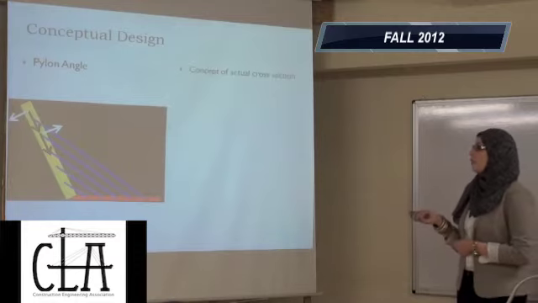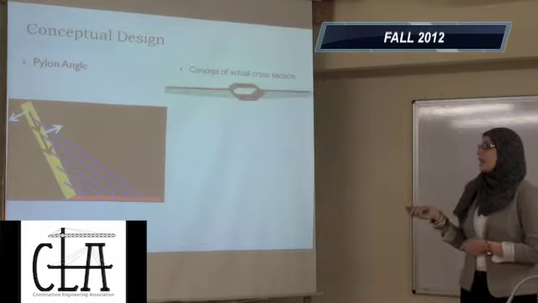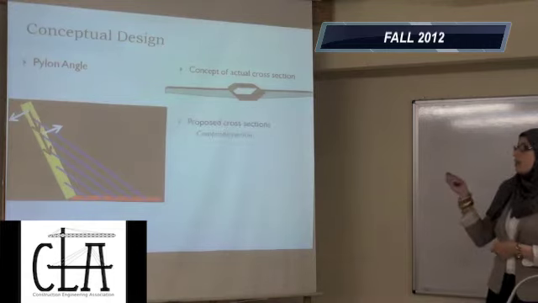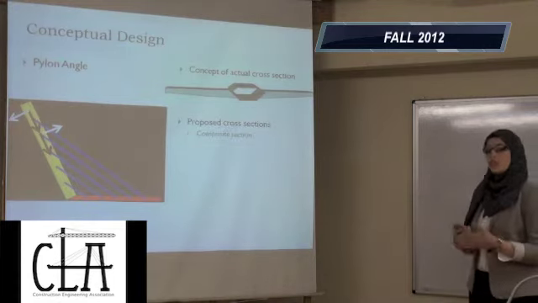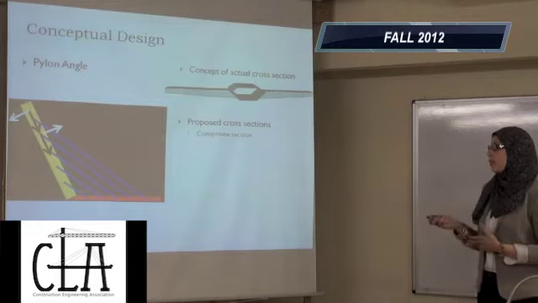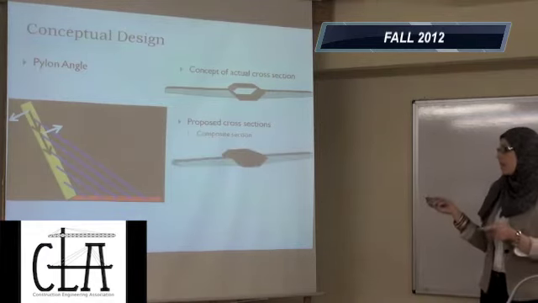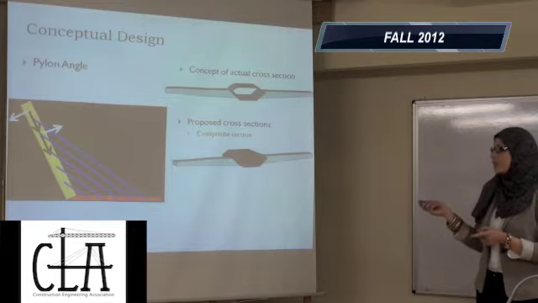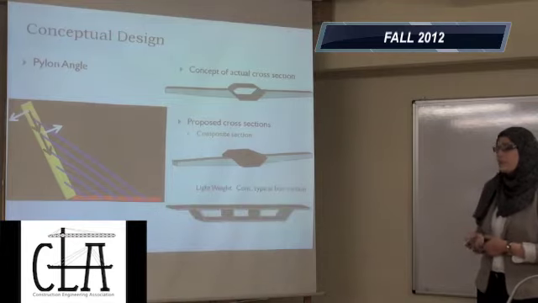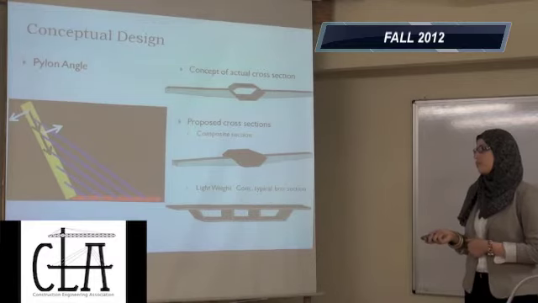Then moving to the concept of the actual cross section, it's a steel hexagonal box cantilevering two steel girders. But searching for a more economic and lighter system, we proposed either a composite section of a concrete box on two steel girders, or a lightweight concrete typical box section.